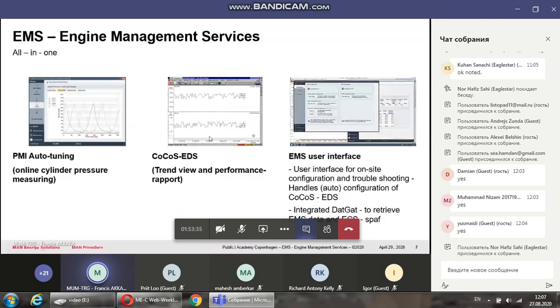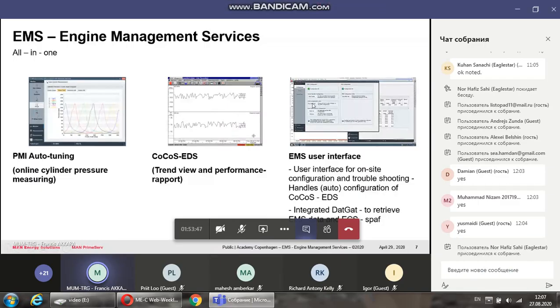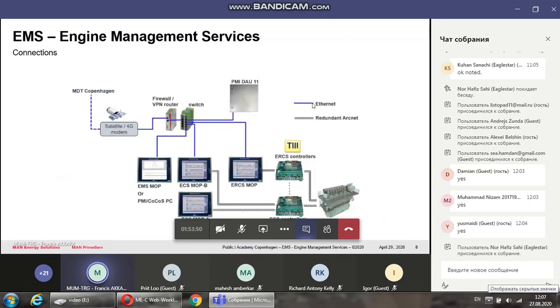Yeah, this is called trend view. Then we also got an integrated data gate, and also we got an M service where the PMI systems are integrated. All the values can be seen. So all can be seen in one computer itself.